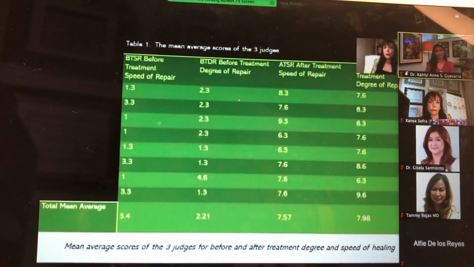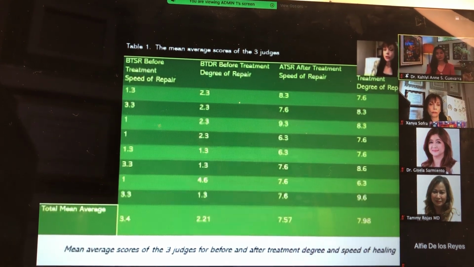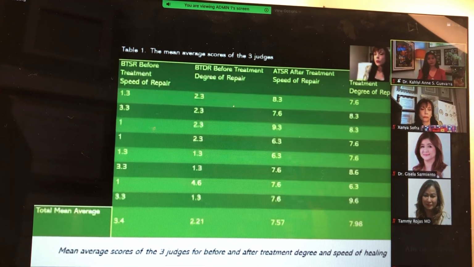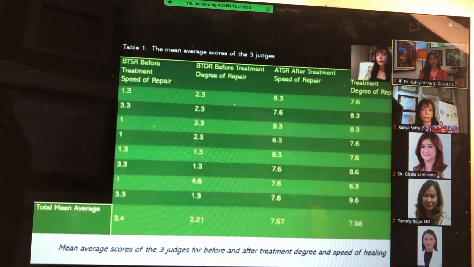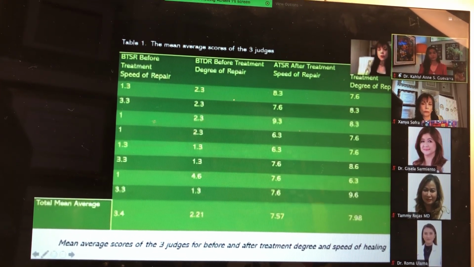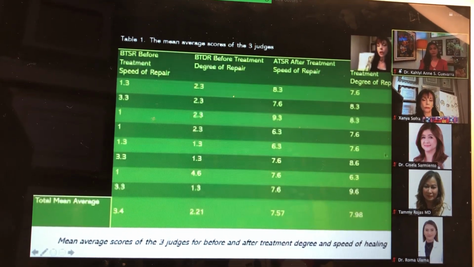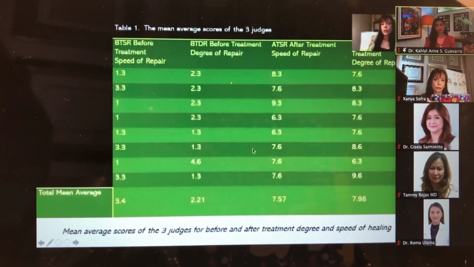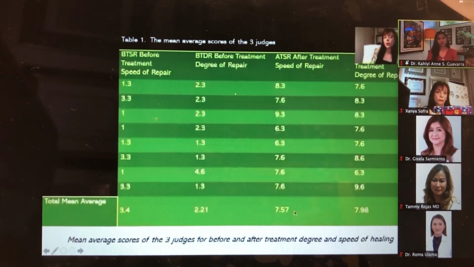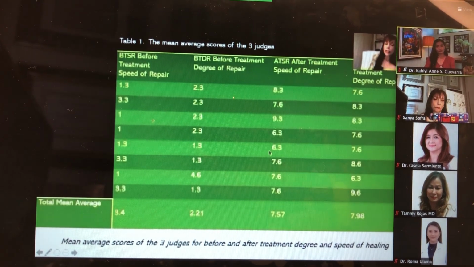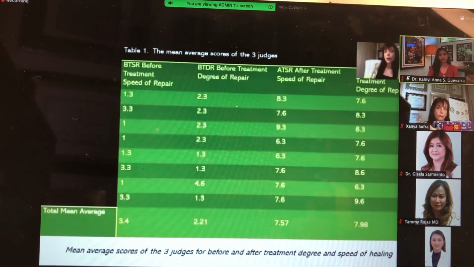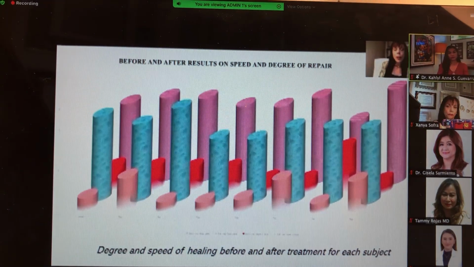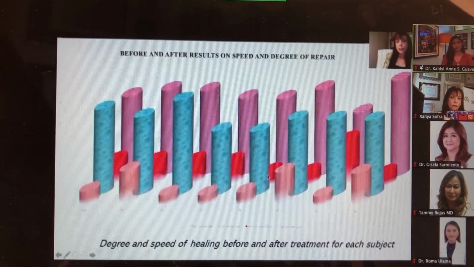We took before and after pictures, and we sent them to judges who evaluated the speed of repair and the degree of repair before and after treatment. And these were the scores for the 8 subjects before and after the treatment. As we can see, there is a significant difference. The scores were from 1 to 10, with 1 the least repair and 10 the highest speed and highest degree of repair. And again, here you see the difference.